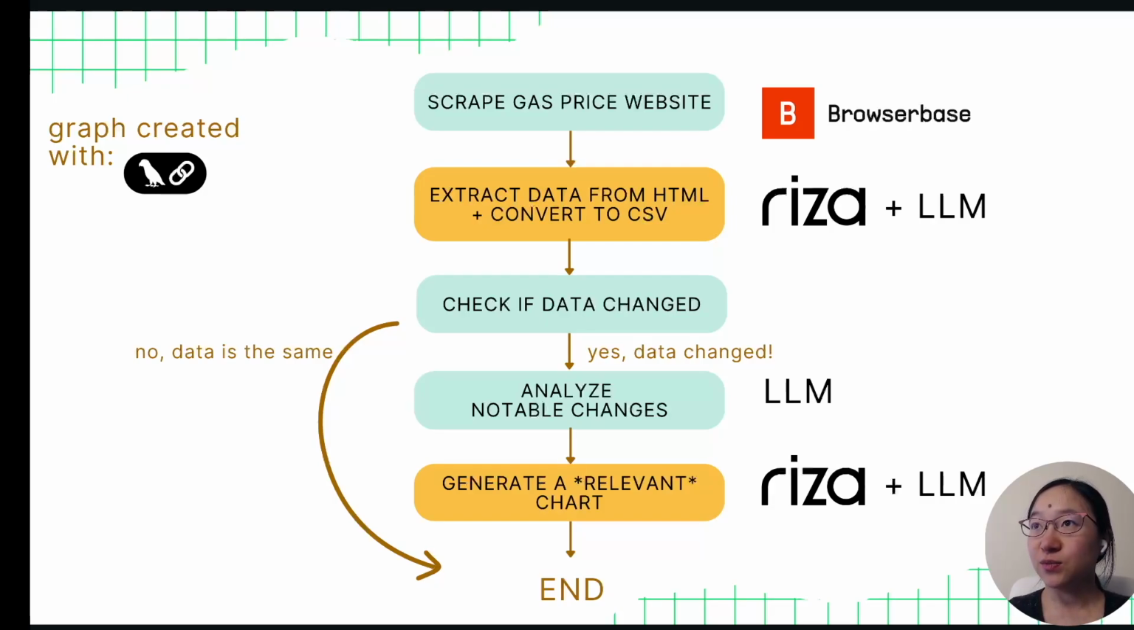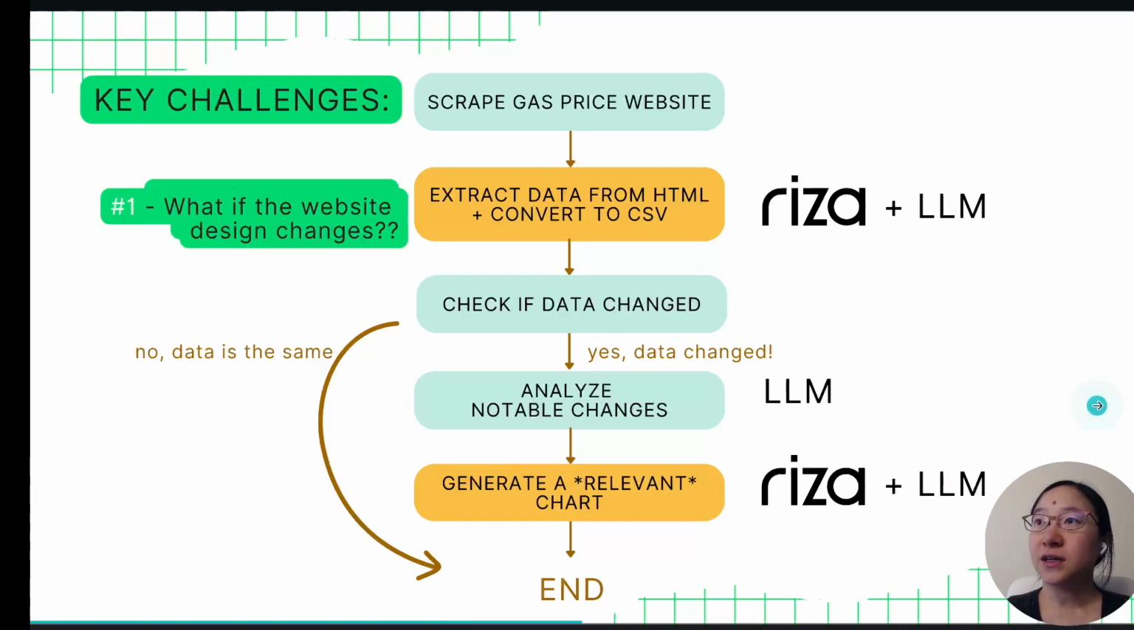Now, the next step, we check if the data has changed. Only if it has changed, we will analyze the notable changes. So that's a call to your LLM of choice. And then we generate a relevant chart. And that is where Riza comes in again to generate the appropriate graph for the analysis that the LLM just did.